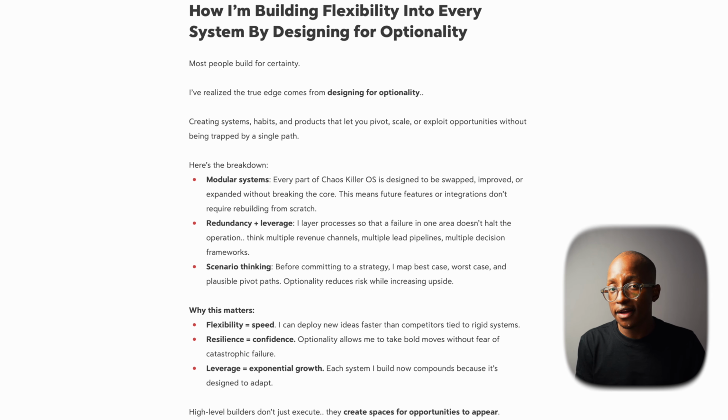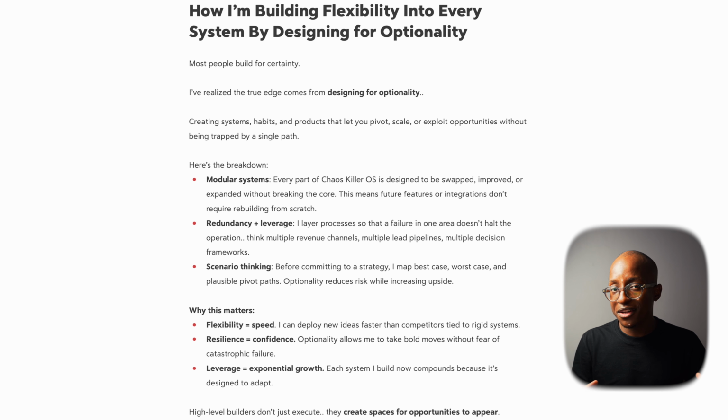And ultimately, through that, you have that competitive advantage that allows you to scale over your competitors. And through the resilience, you also have confidence. What this means is that with optionality, it allows me to take bold moves without fear of catastrophic failure.